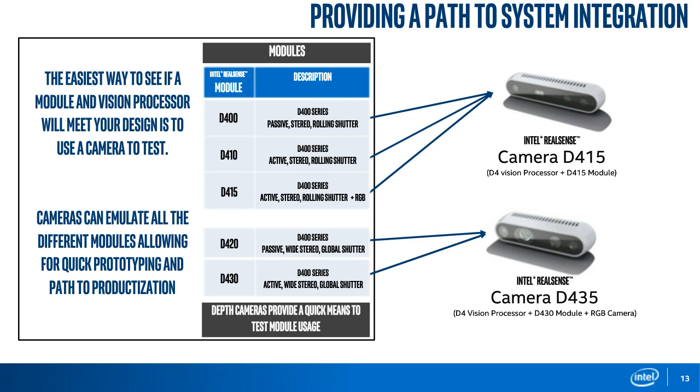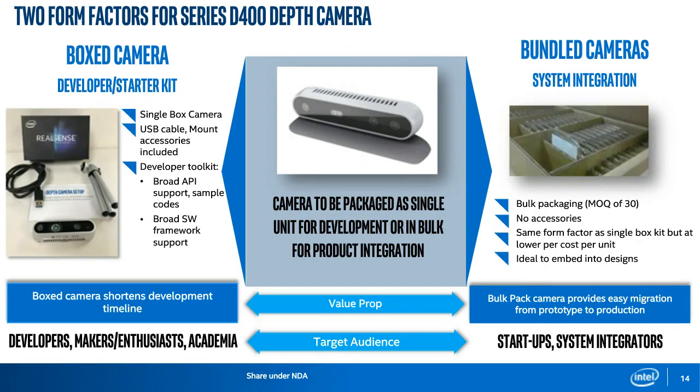We also take our camera and we box it two different ways. One is the traditional boxed camera. You put it in a pretty box with the camera and the cable and a tripod, and you sell them individually. These are great for your enthusiasts, your developers, even academia. It's a great way to get a single camera out there to start having somebody play with depth.